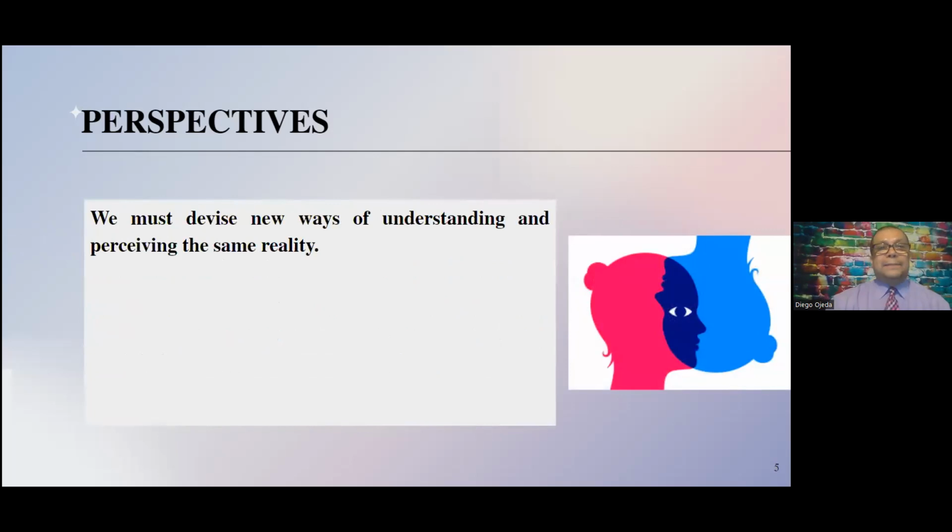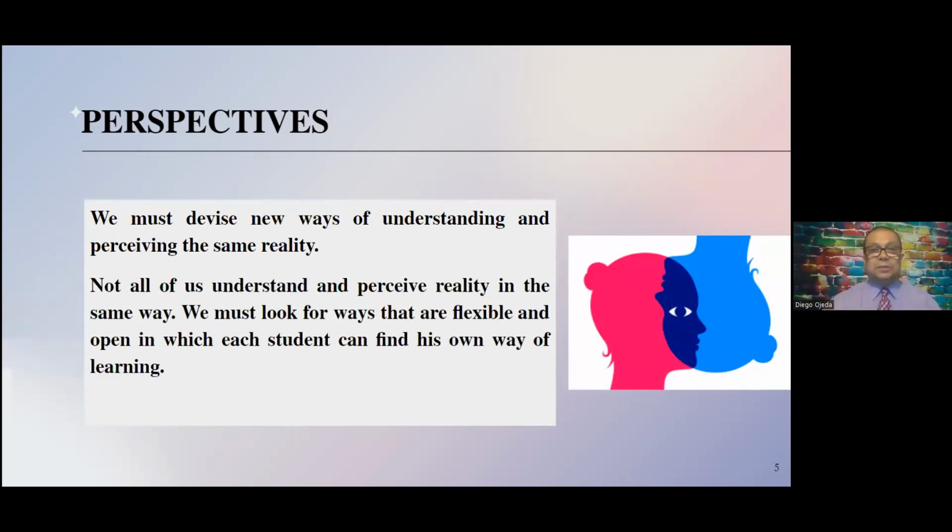Okay? All right. So we need to devise new ways of understanding and perceiving the same reality. We talk about how we see the classroom. Why? Because not all of us perceive reality in the same way. So we must look for ways that are flexible and open, in which each student can find his or her own way of learning. Flexibility. When we are teaching a group of 30 students, a group of 40 students, we cannot pretend that each one of them is going to learn in one way.